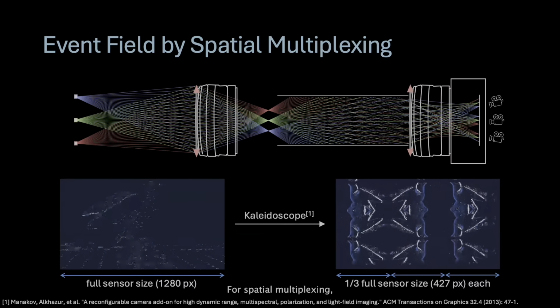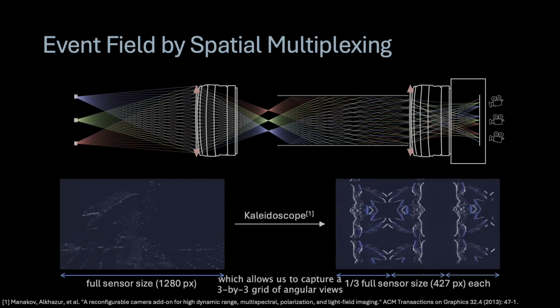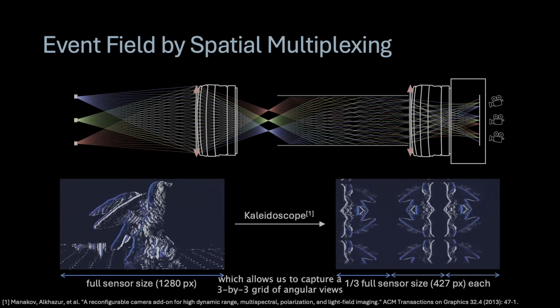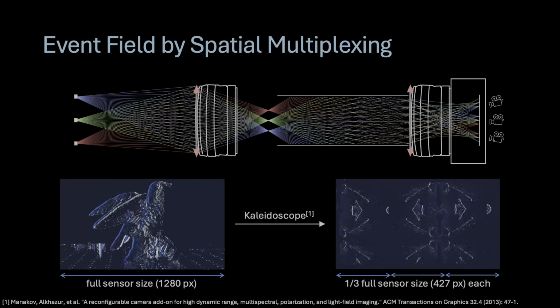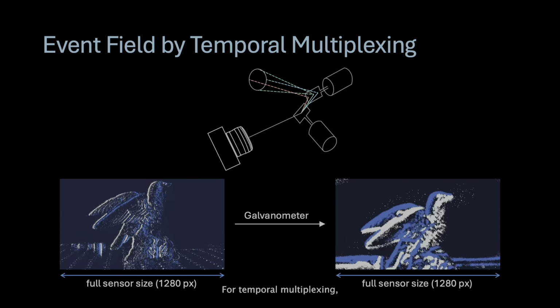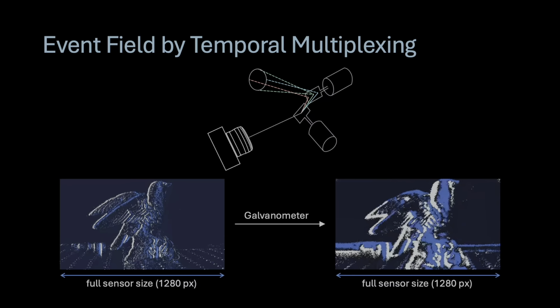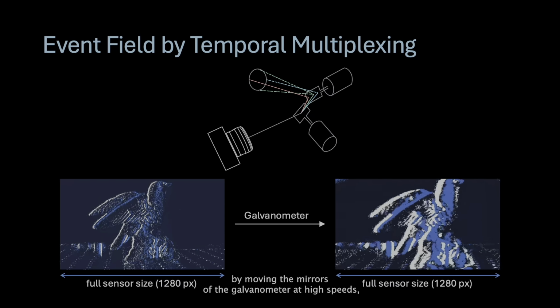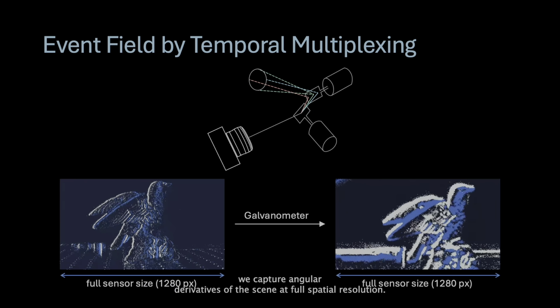For spatial multiplexing, we use a rectangular kaleidoscope design inspired by Manakov's work, which allows us to capture a 3x3 grid of angular views with each view at 1/3 spatial resolution. For temporal multiplexing, we place a galvanometer in the optical path of the event camera. By moving the mirrors of the galvanometer at high speeds, we capture angular derivatives of the scene at full spatial resolution.